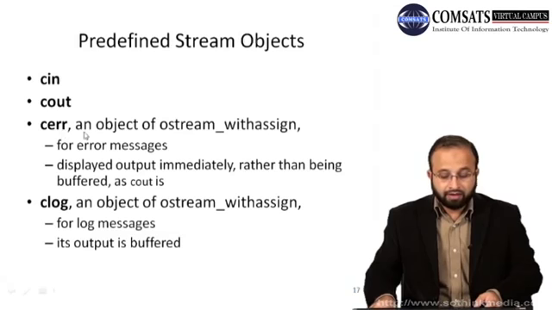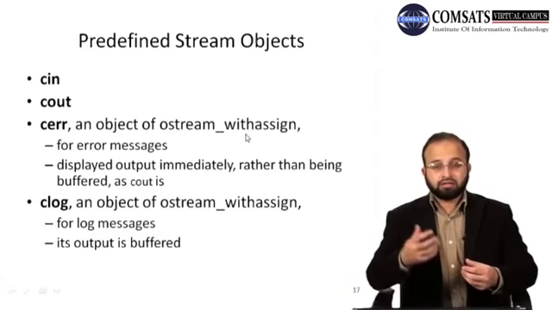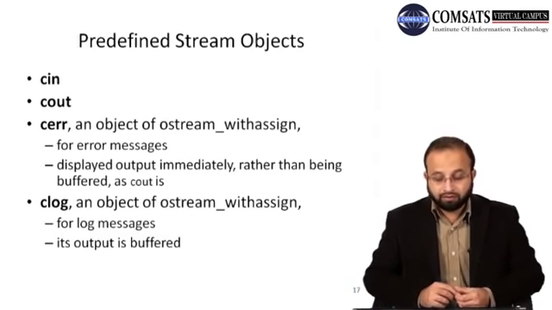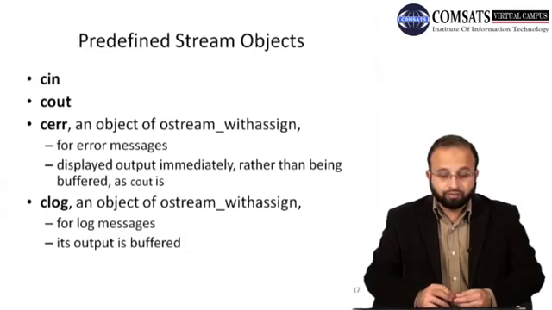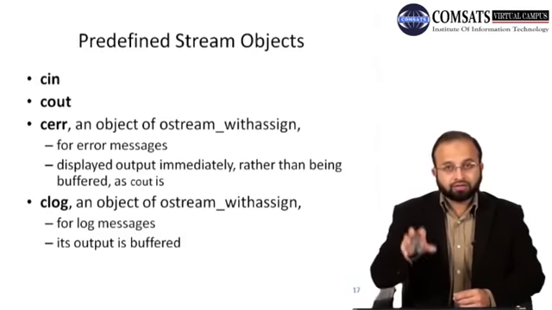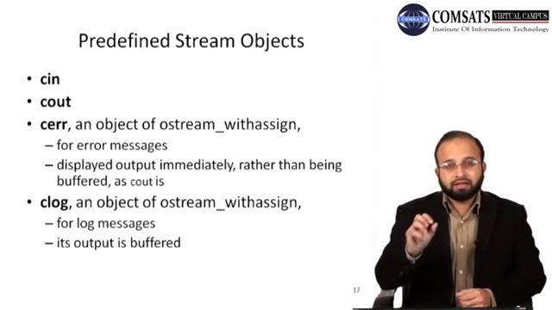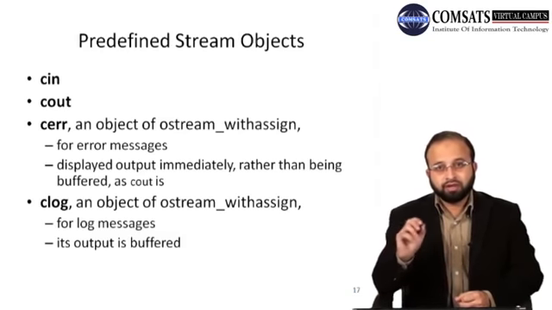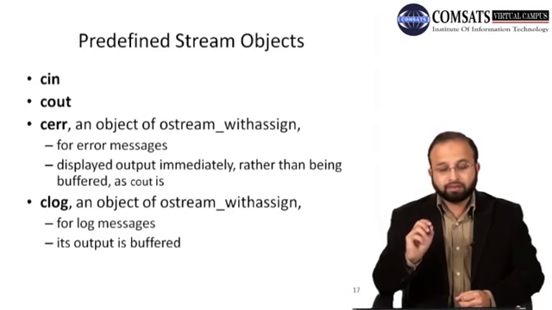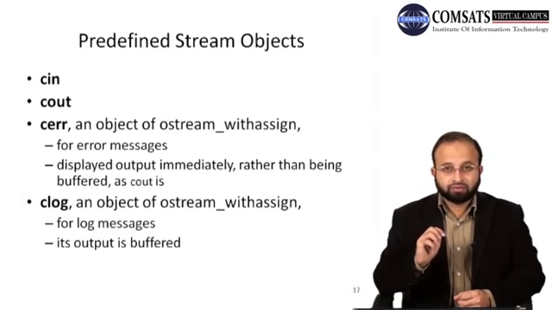Then we have cerr, an object of the ostream_withassign class. So the class hierarchy में हमारे पास इस तरह से आ रही है. सबसे पहले हमारे पास ios class है, then we have the ostream_withassign class and the istream_withassign class. So let me say it again. ios सबसे पहले हमारे पास base class है, and then we have the istream class and the ostream class, and the ostream_withassign class is derived from the ostream class, and the istream_withassign class is derived from the istream class. And basically cin and cout are objects of istream_withassign and ostream_withassign respectively.